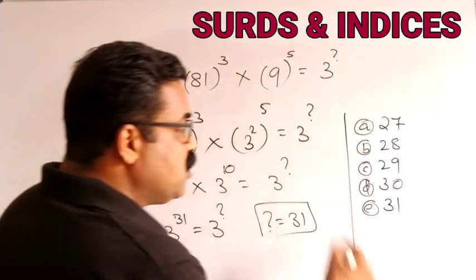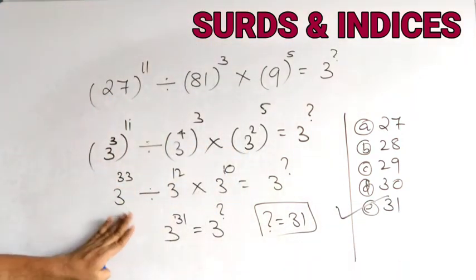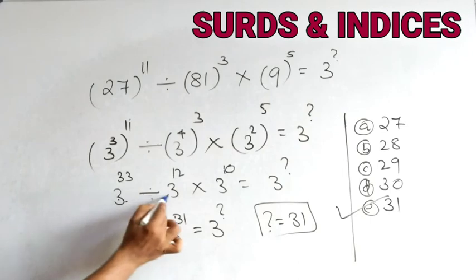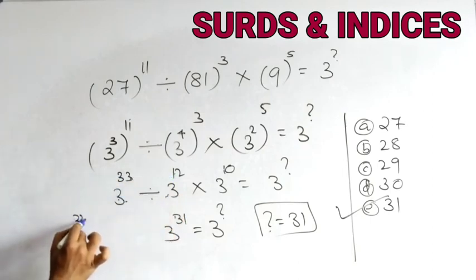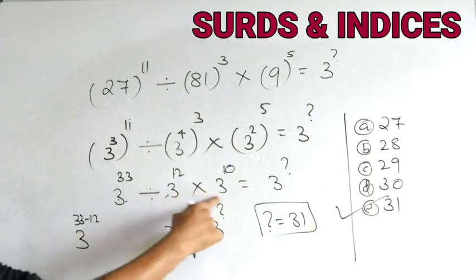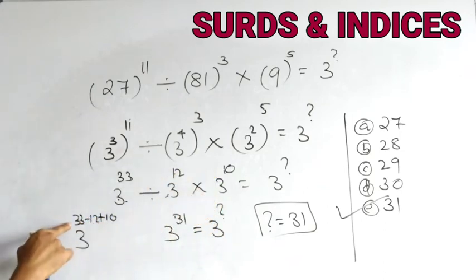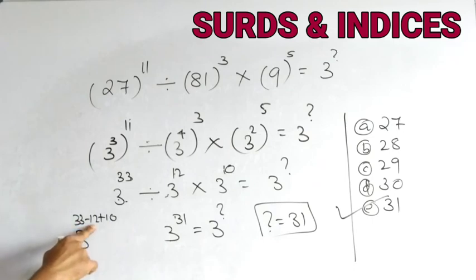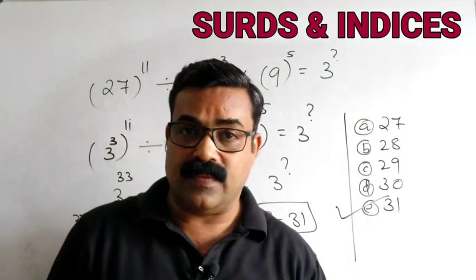So from the given options, we can mark 31 as the correct option. Remember, understand it very clearly. This is division, so you write 3 power 33 minus 12. And here it is multiplication, so this power will become plus. So 33 minus 12 is 21, 21 plus 10 is 31. So the answer is 31. Accordingly, we will mark the correct answer.